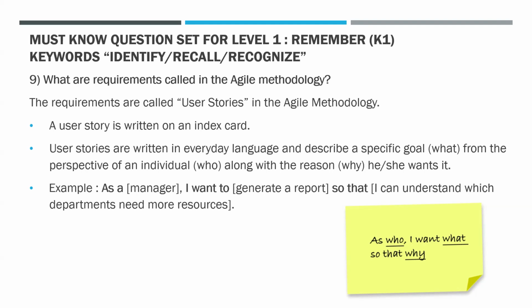As we see in this example, as a manager, I want to generate a report so that I can understand which departments need more resources. So the manager is the role, to generate a report is the action needed, and so that I can understand which departments need more resources is the benefit that is expected to be obtained.